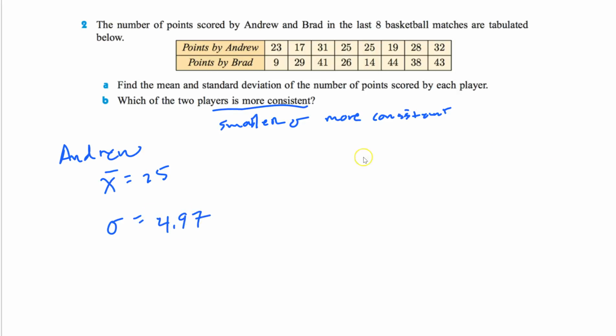Now let's do the same thing for Brad. And actually, while I'm here, the proper symbol for mean, you can see this a lot more. That's the symbol for mean, but also this.